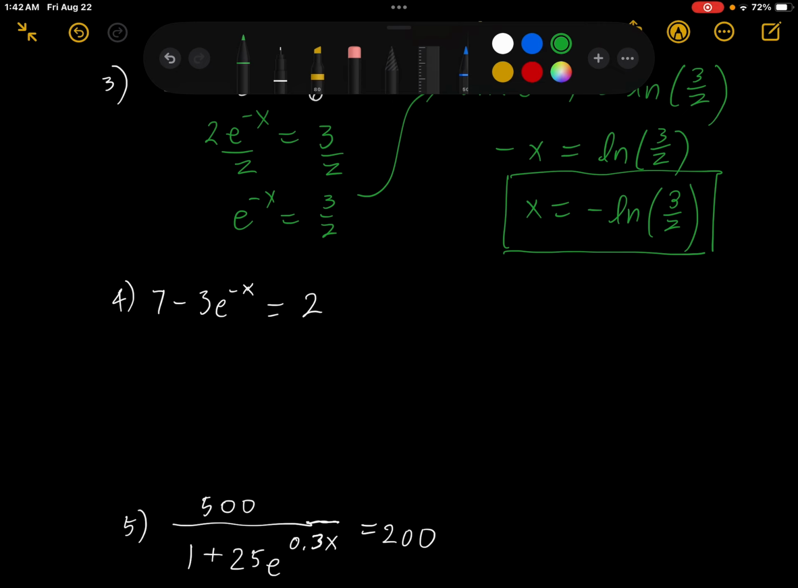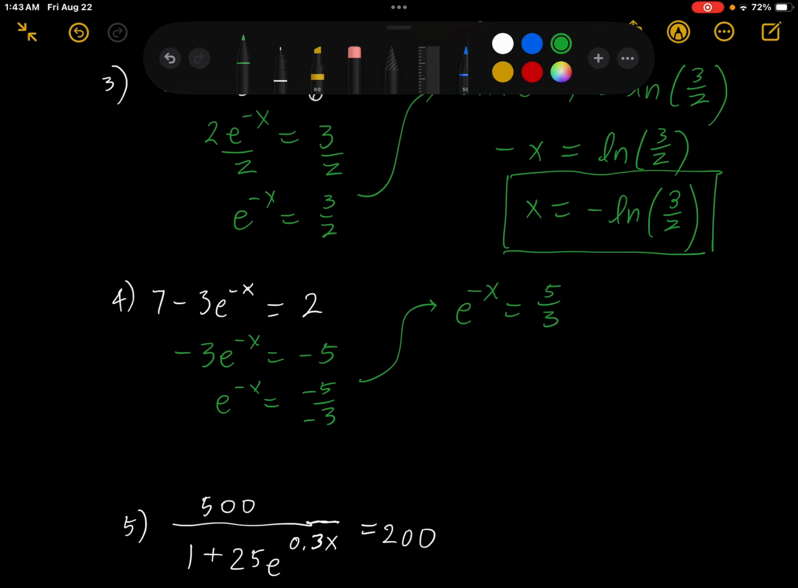Number 4. Well, number 4 is pretty much the same thing. So I'm going to subtract 7 on both sides. Well, there's actually two things you could do. One thing you could do is subtract 7 on both sides, but that'll give you a -3 in front of the e to the minus x, which is not a big deal. So let's subtract 7 on both sides. You get this. And then we divide both sides by -3. So e to the minus x is -5 over -3. Well, that is the same as e to the -x is equal to 5 over 3.